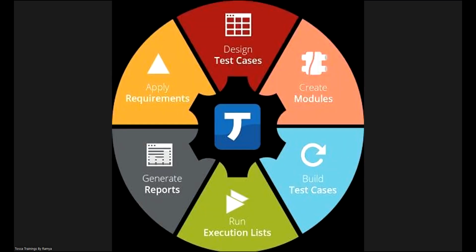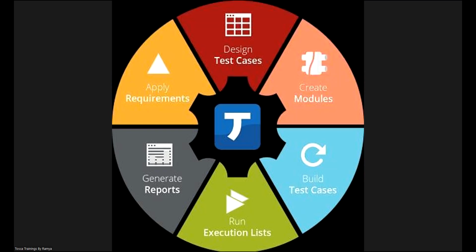Got it. So this Tosca belongs to Tricentis. Oh, okay. Tricentis belongs to Accenture, I heard somewhere. No, I heard, Ramya. No, Tricentis is an individual corporation. Okay. Got it.